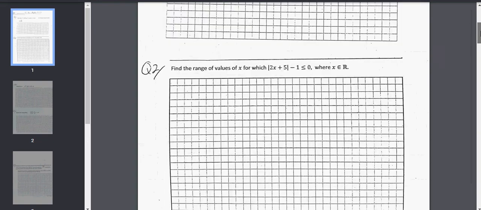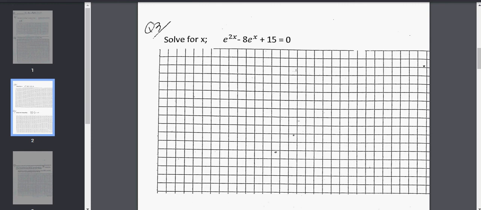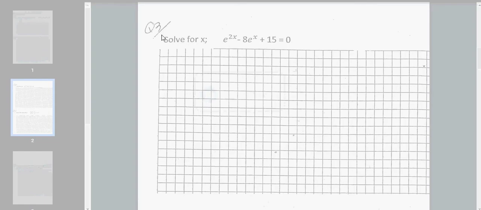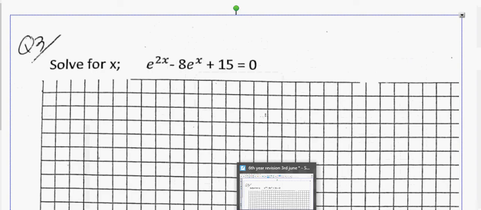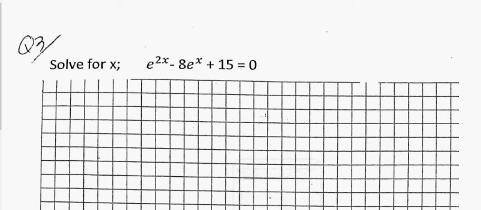Alrighty, question 3. Oh, this is painful. Very painful. Shh. Lads, simple as, you either studied it or you didn't. Louis. You either studied it or you didn't.